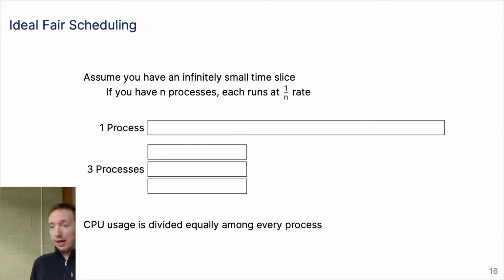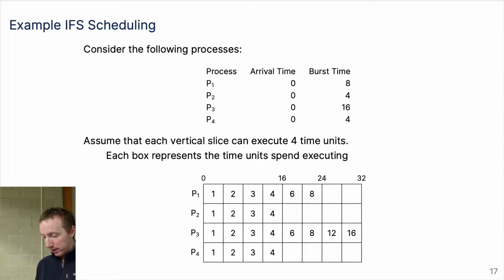If you have ideal fair scheduling, where you assume an infinitely small time slice, then that's simple. If you have n processes, you just give them all 1/n of the CPU time. If you have 1 process and 1 CPU, it gets it. If you have 1 processor and 3 processes, then they all get 1/3 of the CPU time. So it's just evenly divided. That's as fair as you can get.